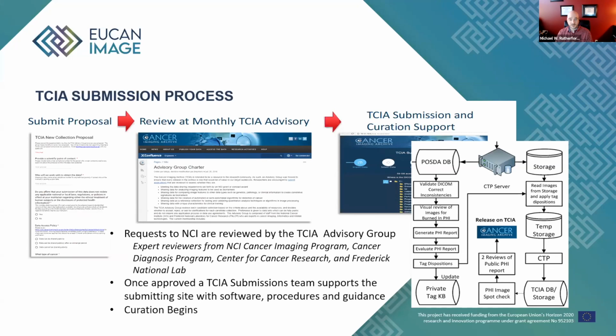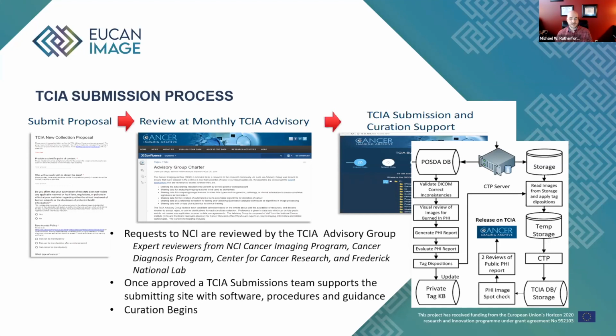Cancer Diagnosis Program, Center for Cancer Research, and the Frederick National Lab. Once approved, a TCIA submission team supports the submitting site with software and procedures and also guidance on submitting their data. And then the curation process can begin at that point.